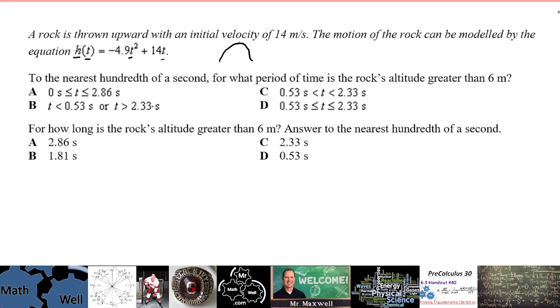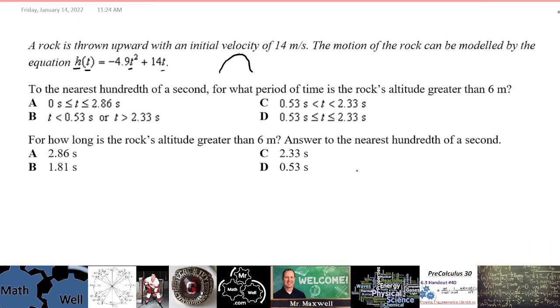To the nearest hundredth of a second, for what period of time is the rock's altitude greater than 6 meters? Okay, so with graphing technology, you can graph this, and without graphing technology, what you have to do is generate some points and sketch it. And again, it's a multiple choice, so you should be able to sketch and get these points somewhat within the accuracy required.